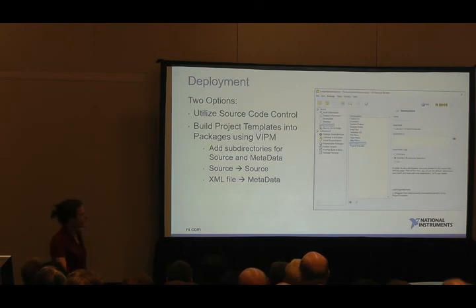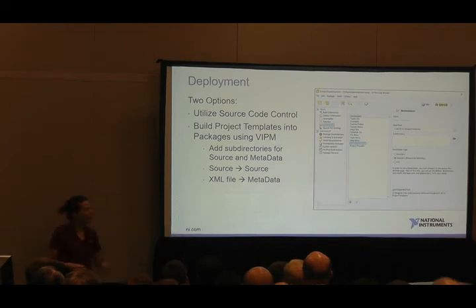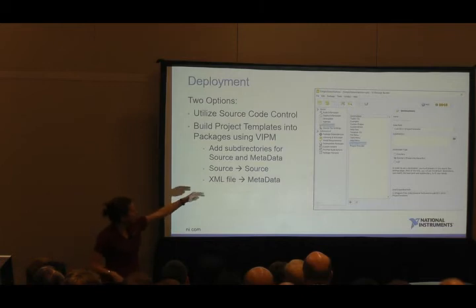And so let's talk about deployment. This is what Bob was alluding to. There's really 2 options. One is to do what we were just talking about, which is to utilize source code control and have people check it out. The better way, and the way we do it at VI Engineering, is to use VI Package Manager from JKI. It installs with LabVIEW, and one of the destinations is project templates. The base path there is the LabVIEW project templates directory. You could add subdirectories for source and metadata to make sure your files are going into the exact places you want, or you could just take those 2 and put them in there.